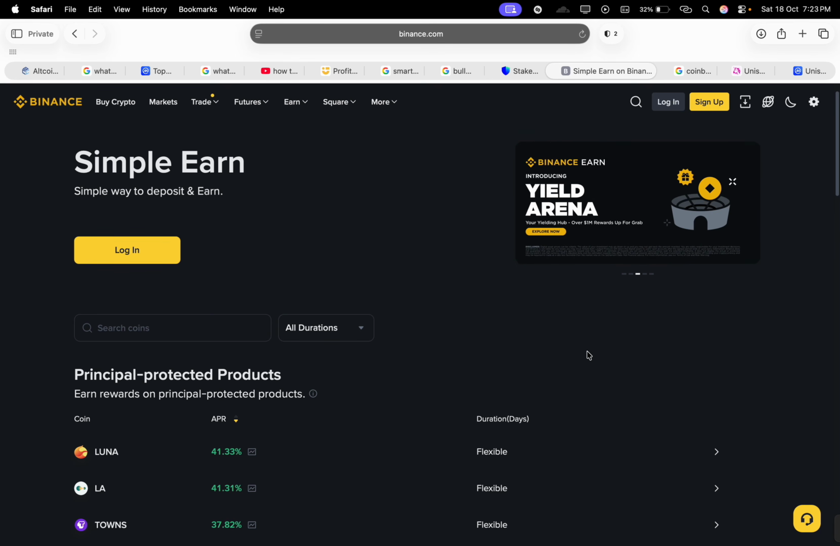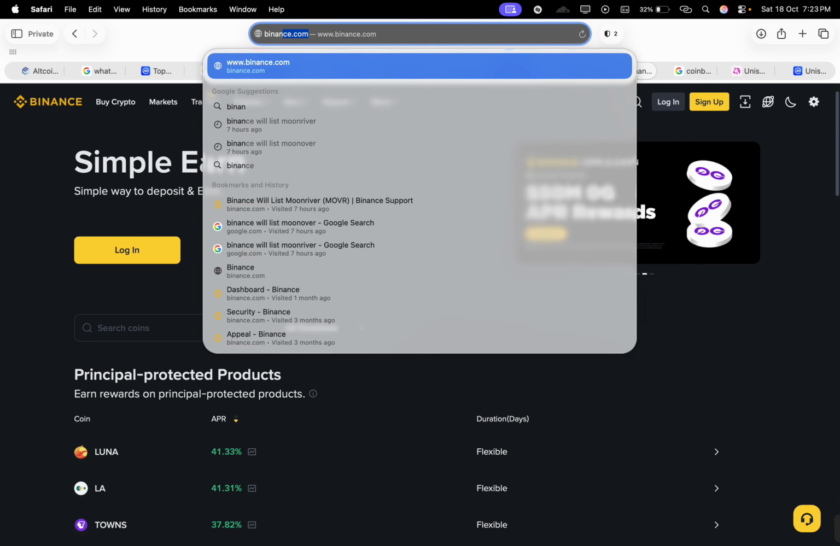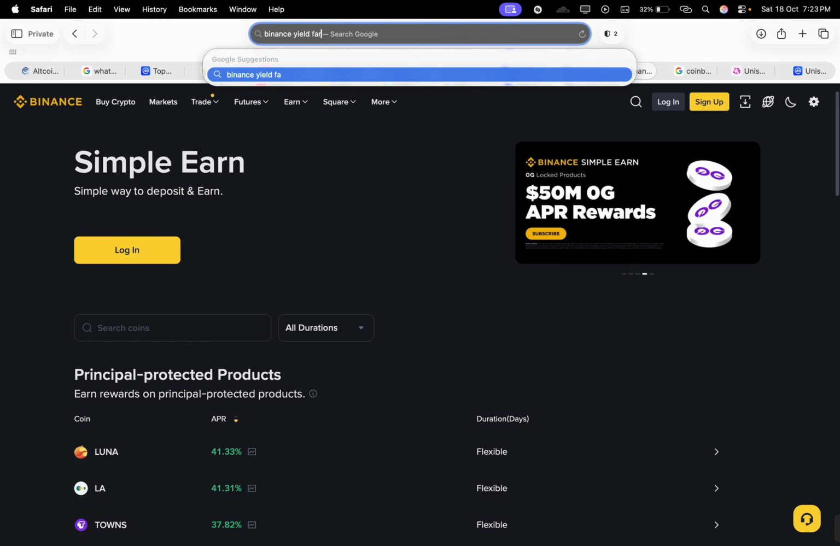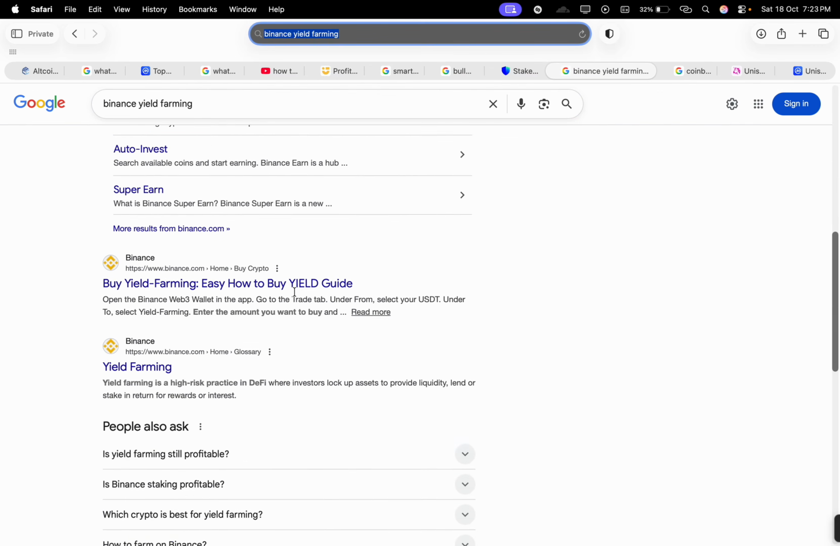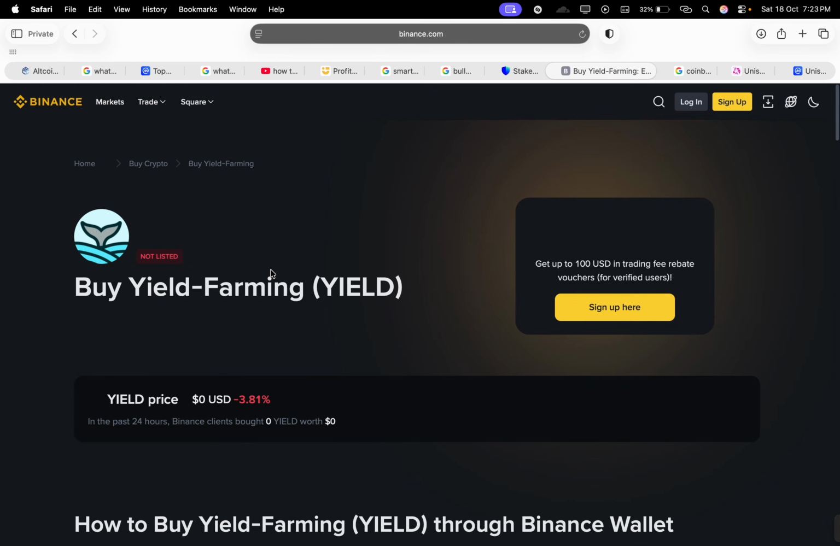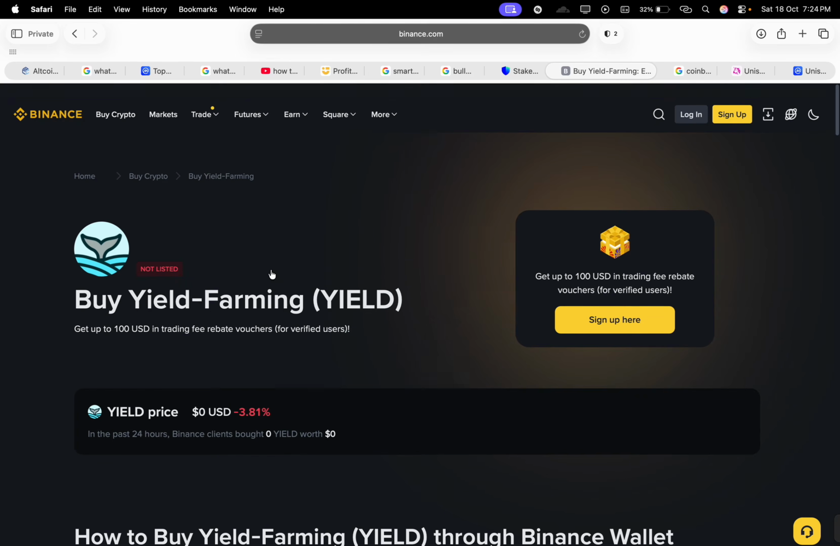The advanced version of staking is called yield farming. You can also see it here if I search Binance. Yes, this is yield farming. Basically, you deposit two tokens of equal value into a liquidity pool, and in the same way, you get rewards in exchange for that.